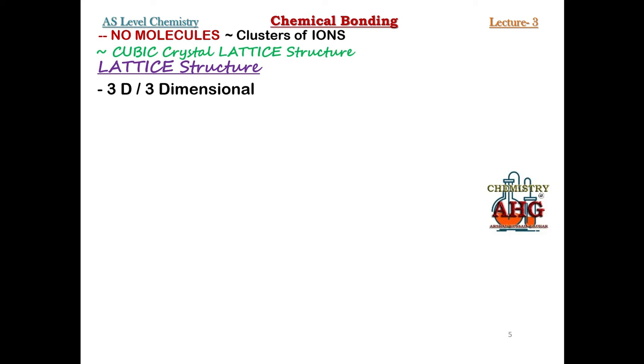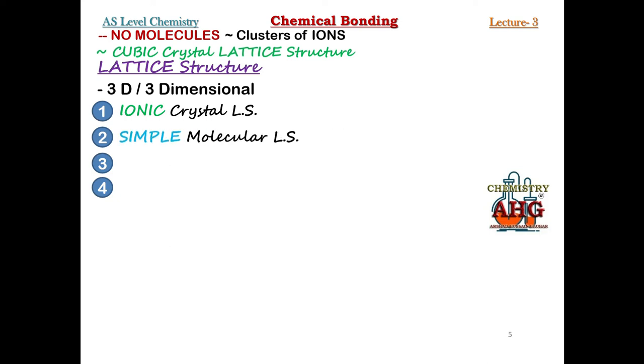And in chemistry, we have four types of lattice structure. There can be four types of lattice structure that you must remember. Questions can be set in your exams. One type of lattice structure I have already told you, ionic crystal lattice structure. You can remember the example of any ionic compound. The other type of lattice structure is simple molecular lattice structure.